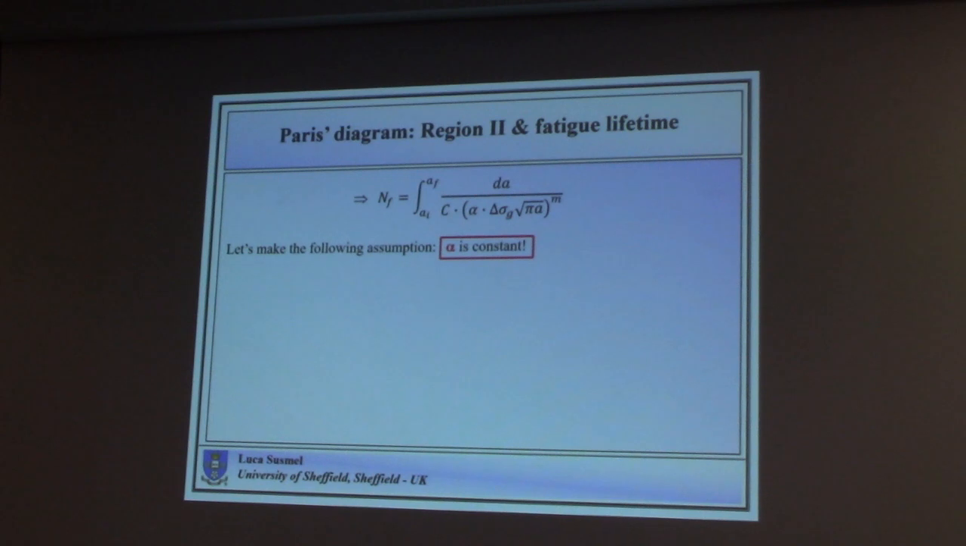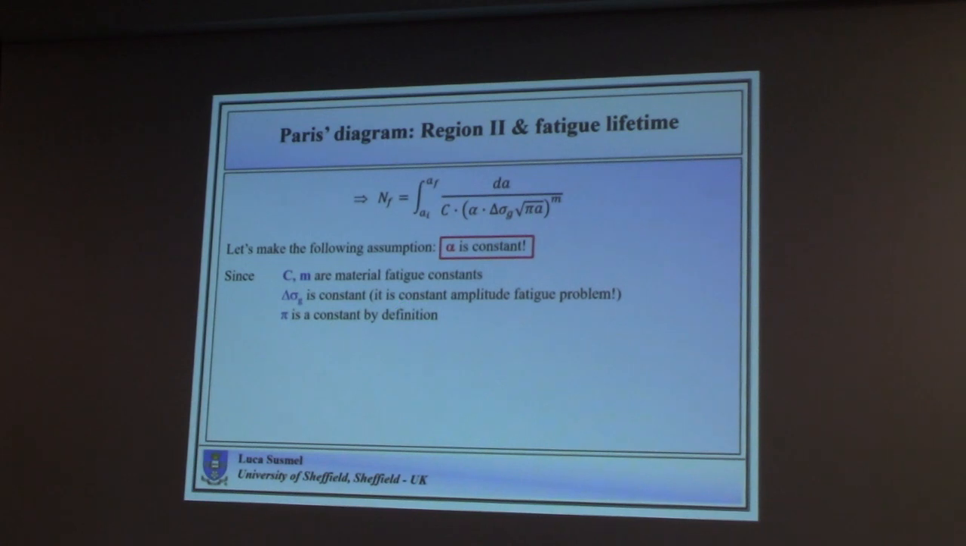and from this simple hypothesis we can see how we can sort out this problem at the very end of the process. So if we assume that alpha is constant, and we know that C and m are material fatigue constants, these are the constants we find in the Paris equation. We know that delta sigma g is constant because it's the range of the nominal stress, and we are dealing with a constant amplitude problem. We are not treating variable amplitude fatigue here. So C, m, delta sigma g are constant. According to this assumption, also alpha is constant, so pi is by definition a constant.